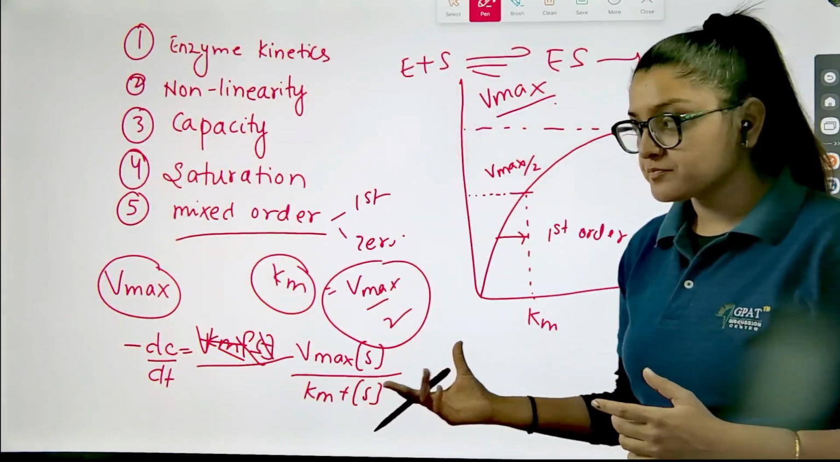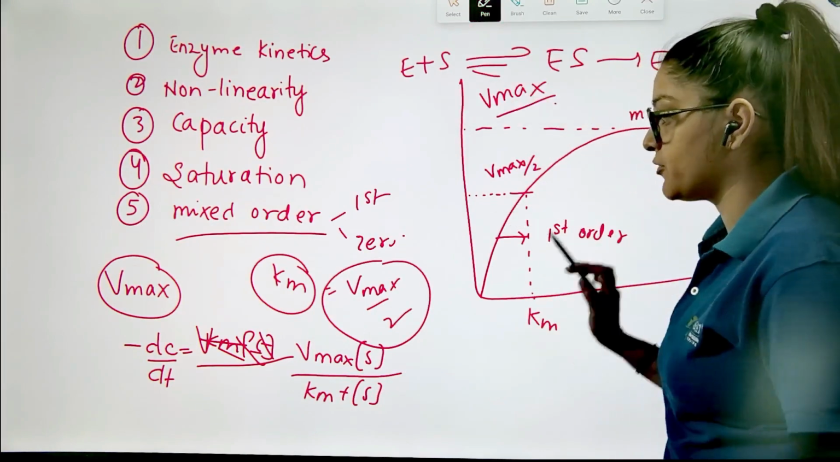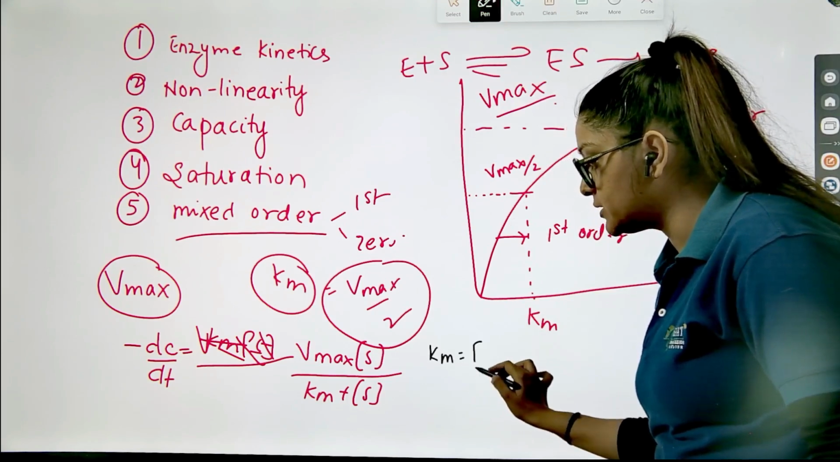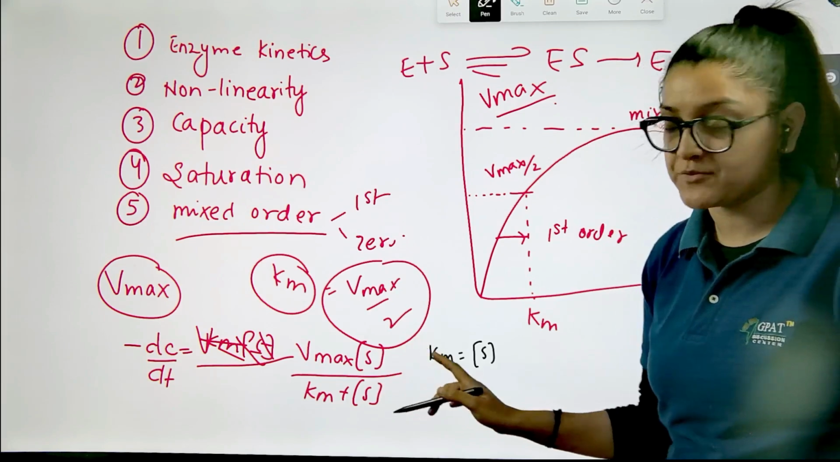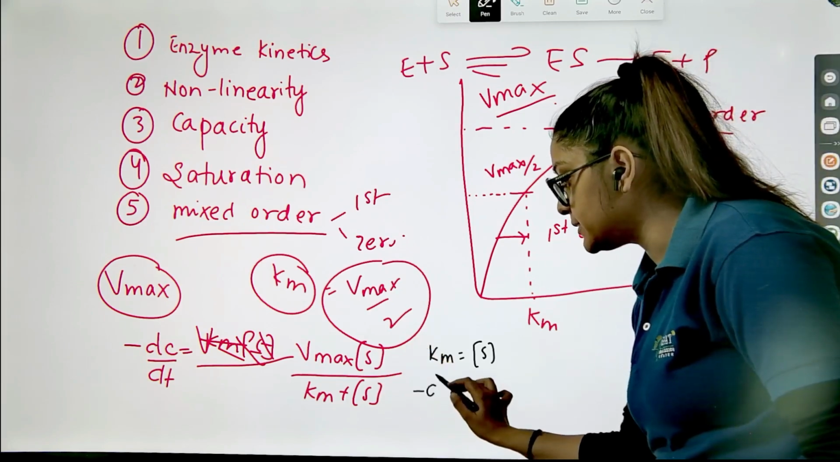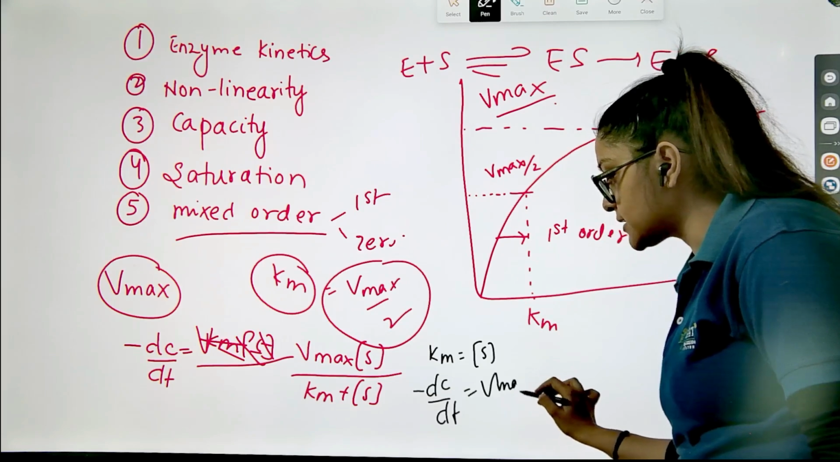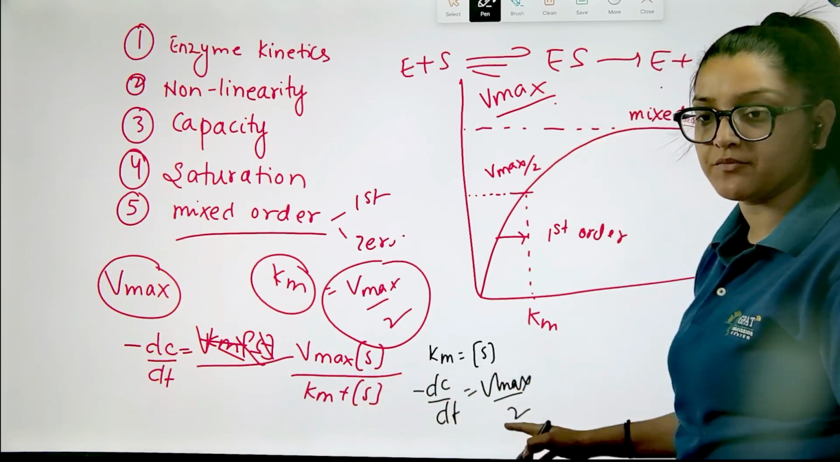Now there are certain conditions where we can apply this, from which questions can be asked. Suppose first condition, when Km is equal to the substrate concentration. Now what will be minus dC by dt? It will be equal to Vmax upon 2, right? The equation will turn somewhat like this.